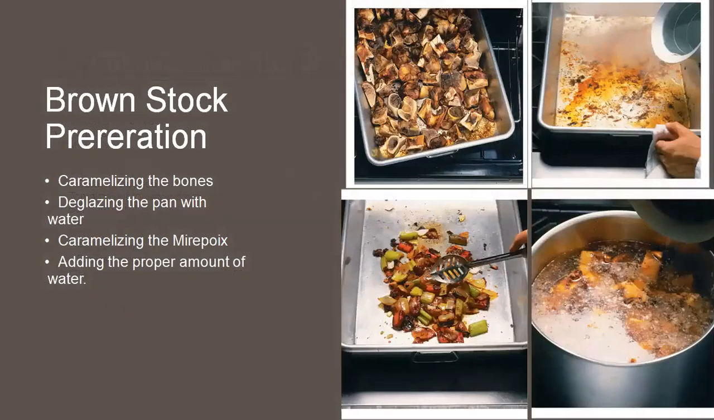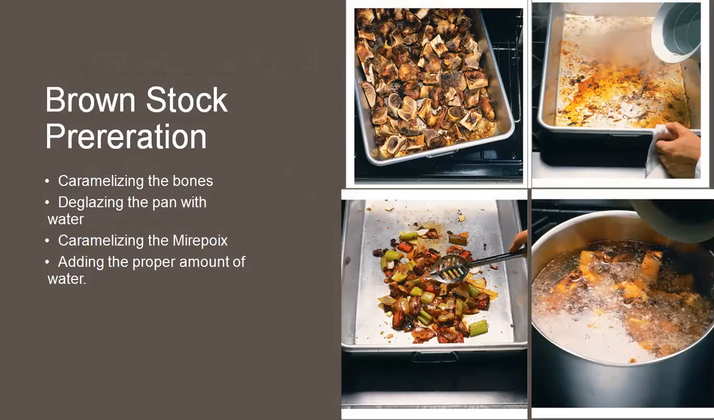So how do we prepare the brown stock? If you can see in the first picture, you see an aluminum tray. Why do we use the aluminum tray? It retains the heat very well and it helps to caramelize the bones very well.